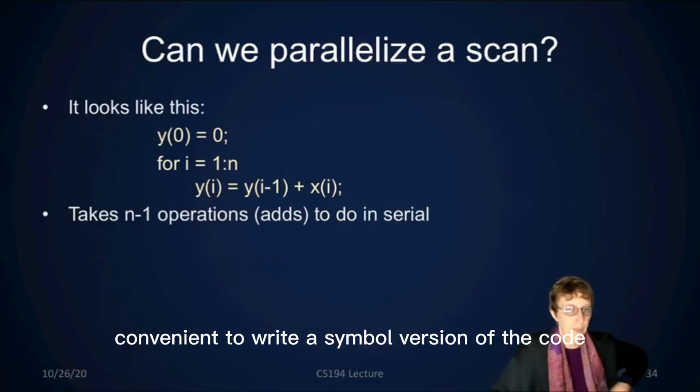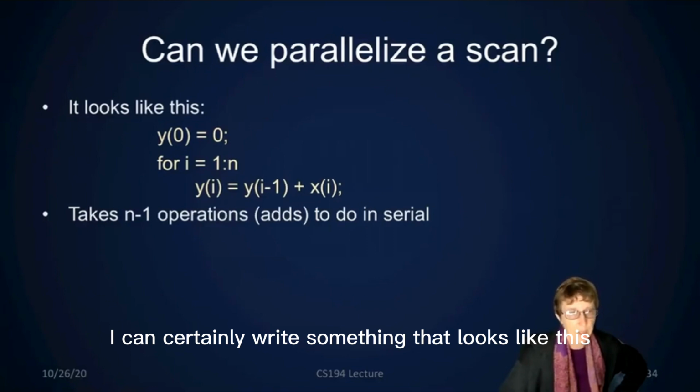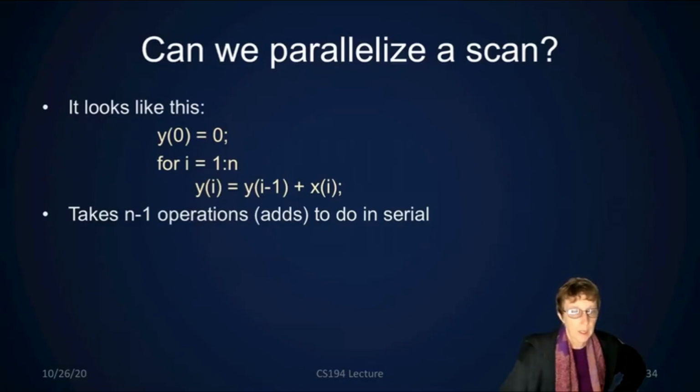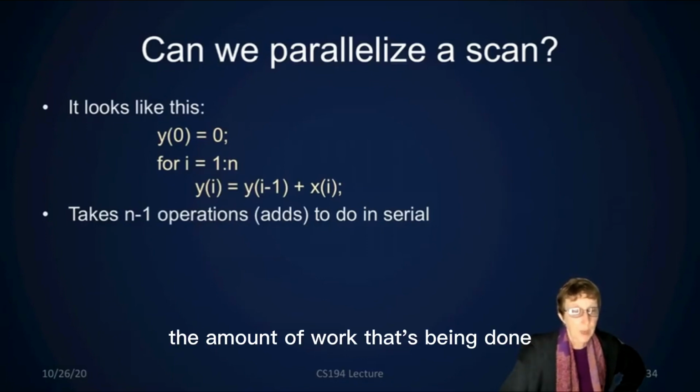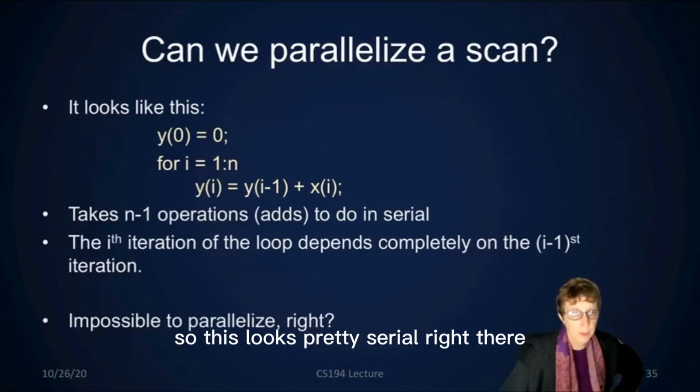So it makes it convenient to write a simple version of the code if I have this extra element here. I have some identity in there, but I can certainly write something that looks like this to serially compute the scan. So in serial, the amount of work being done is n-1 operations, so in this case, n-1 adds.